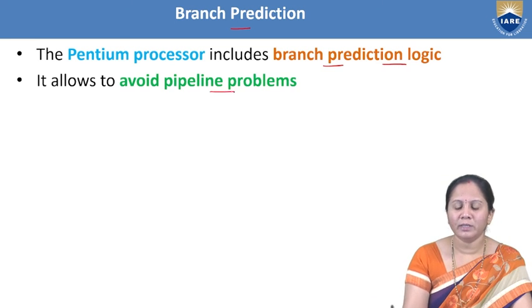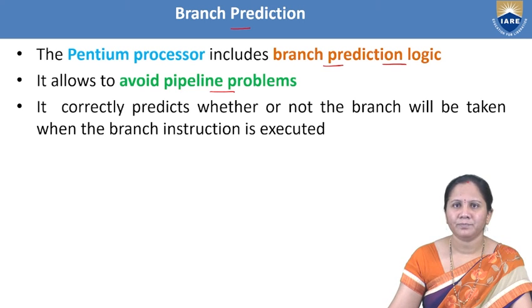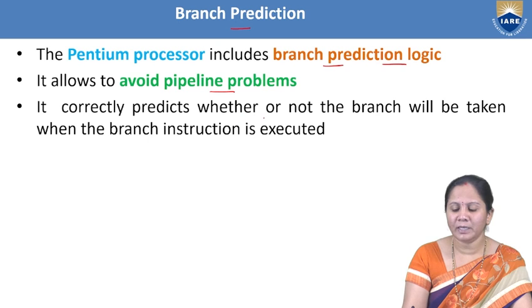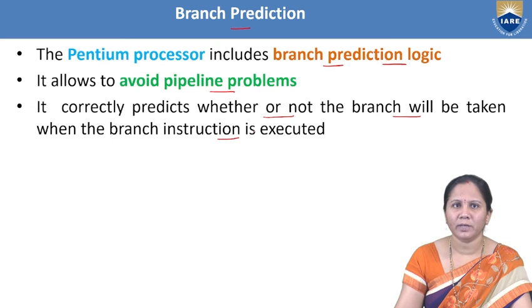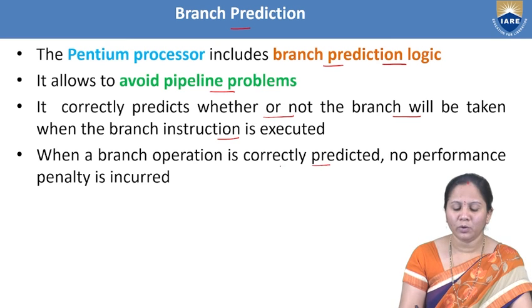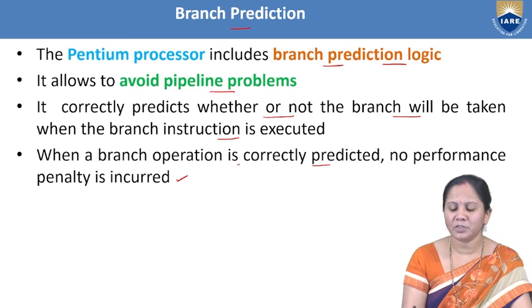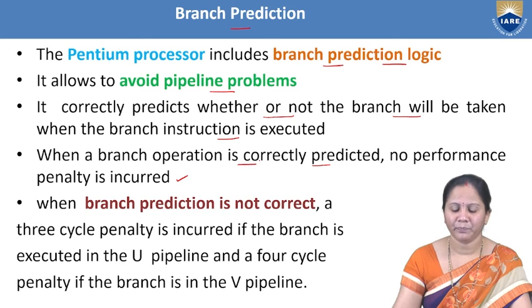So in order to avoid the pipeline problems, it has branch prediction logic. It predicts whether or not the branch will be taken when the branch instruction is executed. When the branch operation is correctly predicted, no performance penalty is incurred. That means some of the instructions will not be suspended if the branch prediction is done properly.